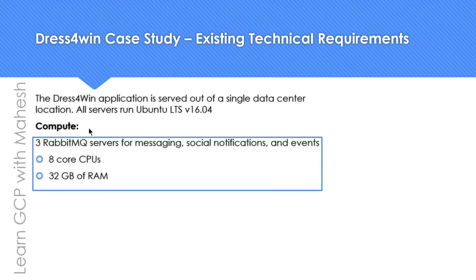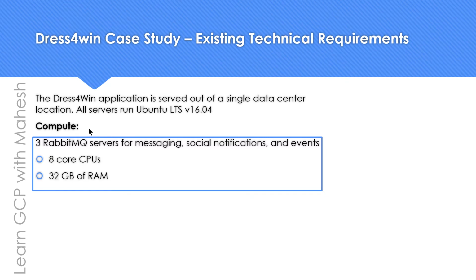Dress4win has 3 servers running RabbitMQ for messaging, social notification and events. For people who don't know what RabbitMQ is, this is a messaging service. You can use it by installing it on a virtual machine. That is the easier option. So let's see what is the equivalent you can have in GCP. Again, let's go in with 2 options: as is migration and some refactored option.